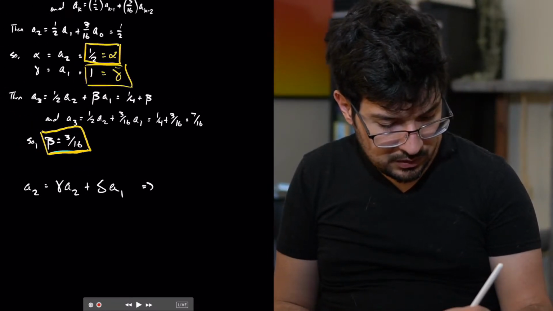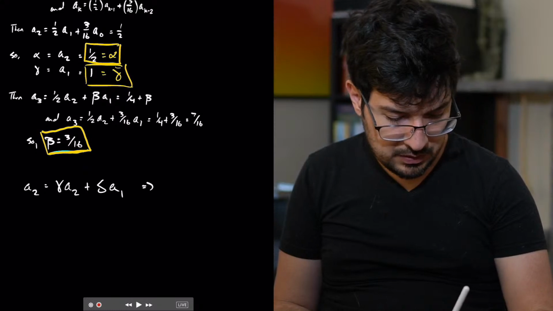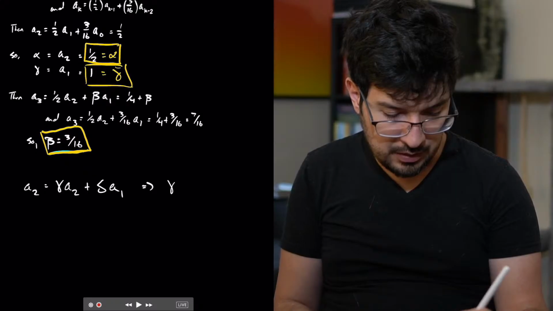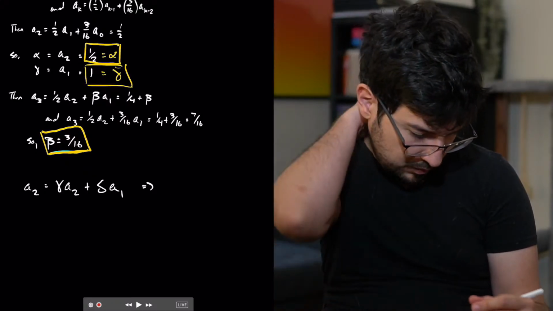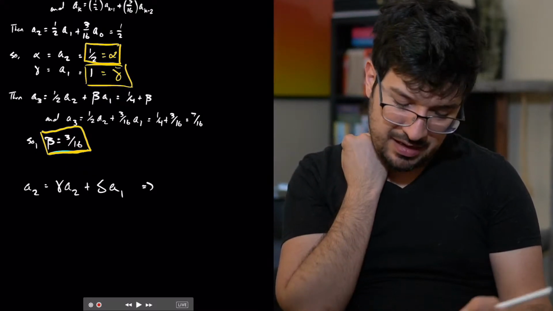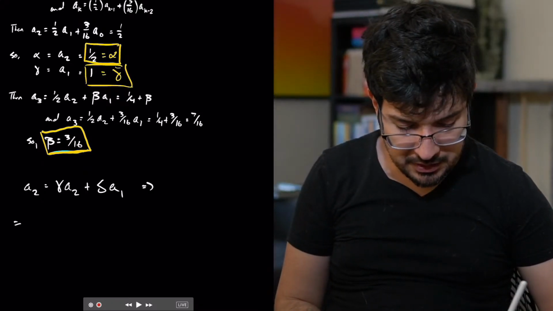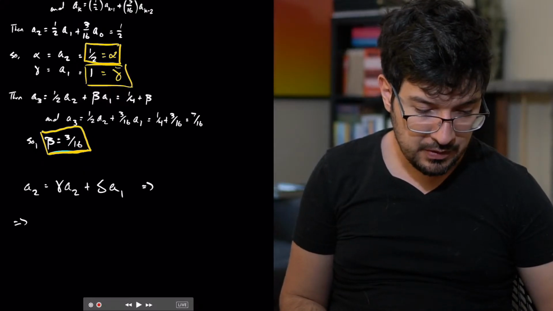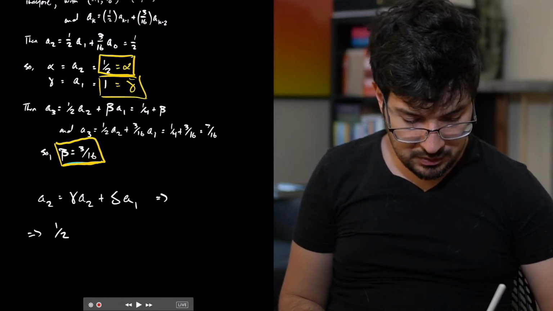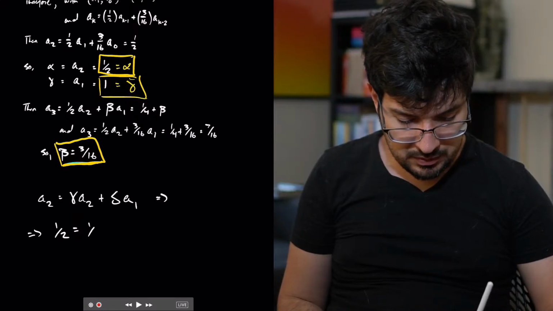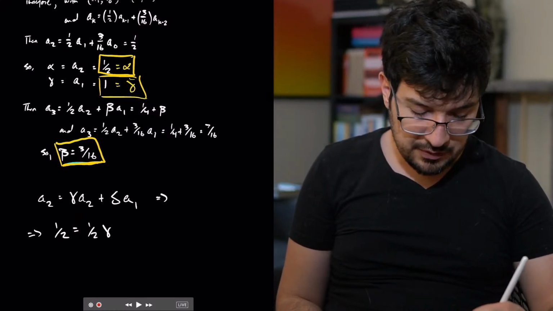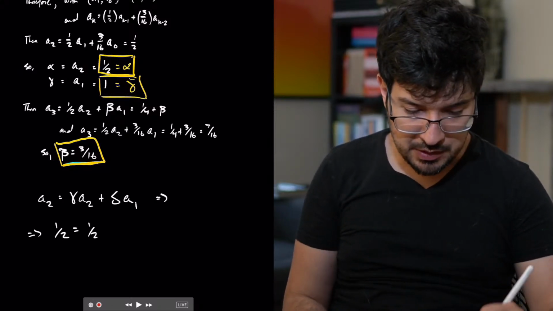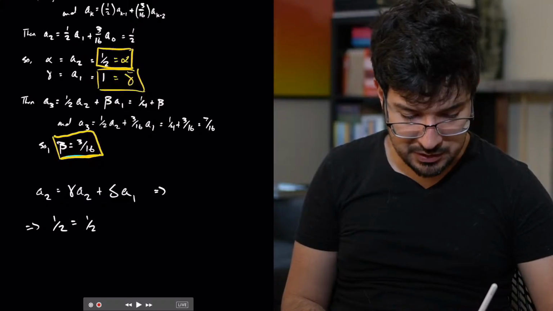Therefore, delta, gamma. Let's just rewrite the whole equation. A2 we know is 1/2, and we're solving for gamma. Oh wait, no, we've already solved for gamma too. We've also solved for gamma, which is 1.